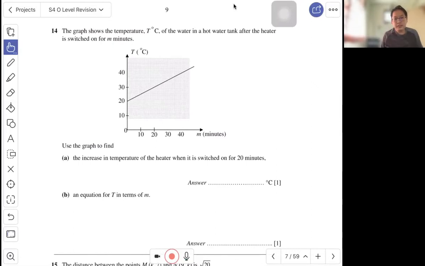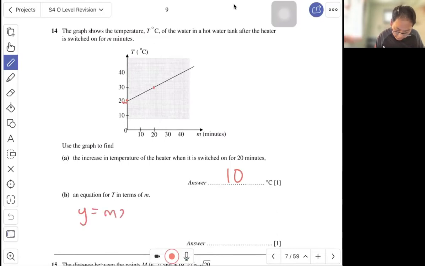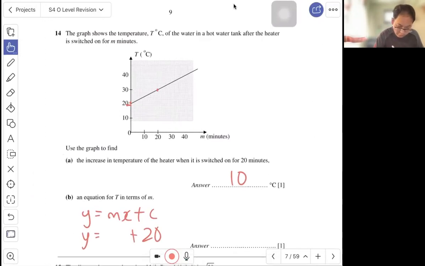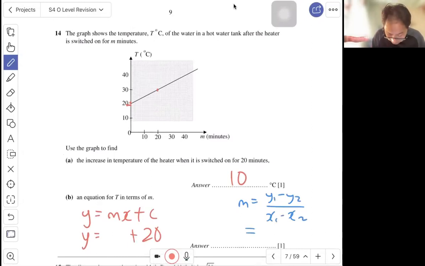Okay, question 14. First, it's on for 20 minutes, so from 0 to 20, increase by 10 degrees Celsius. Then find the equation. Here is the y intercept. So y equals mx plus c, and your intercept is 20. For the gradient, m equals y1 minus y2 over x1 minus x2. The rise is 10, the run is 20, so it's half. Answer is y equals half x plus 20.